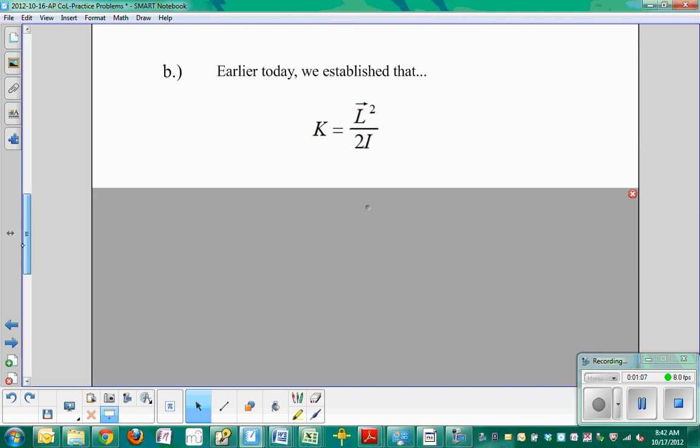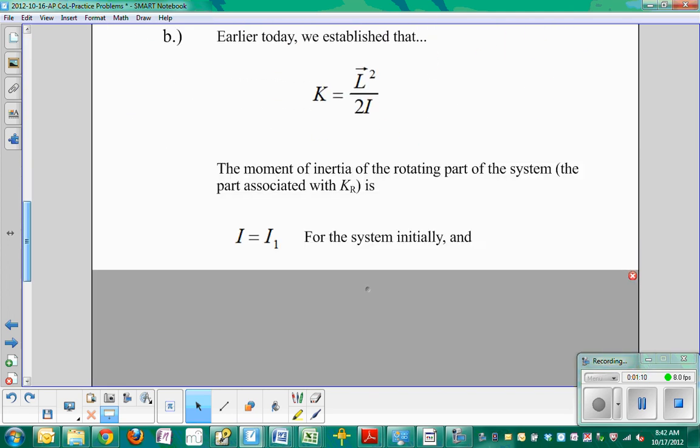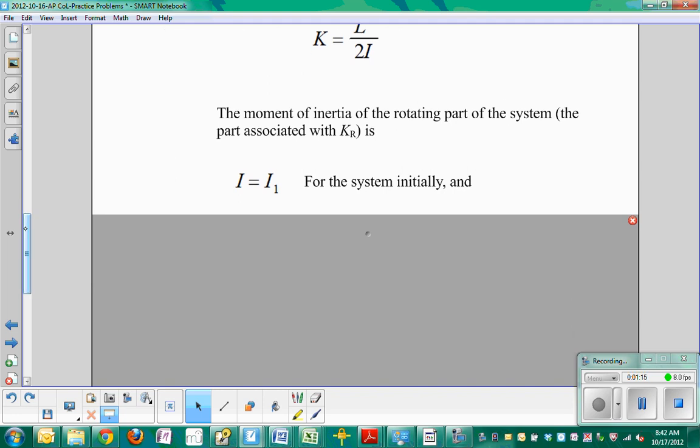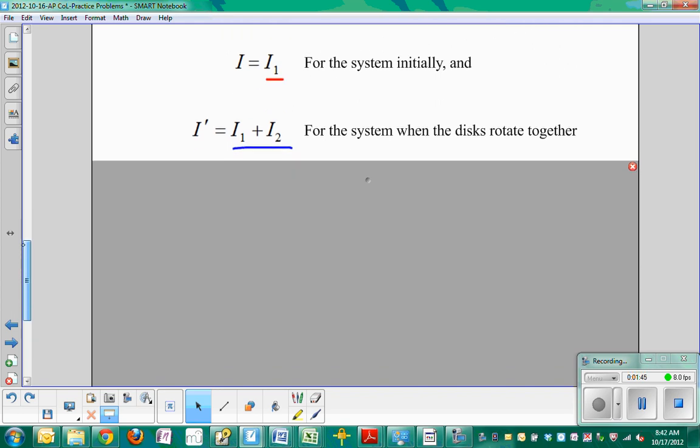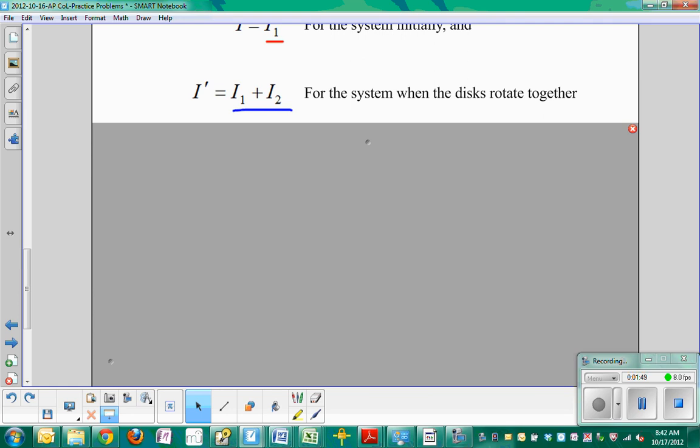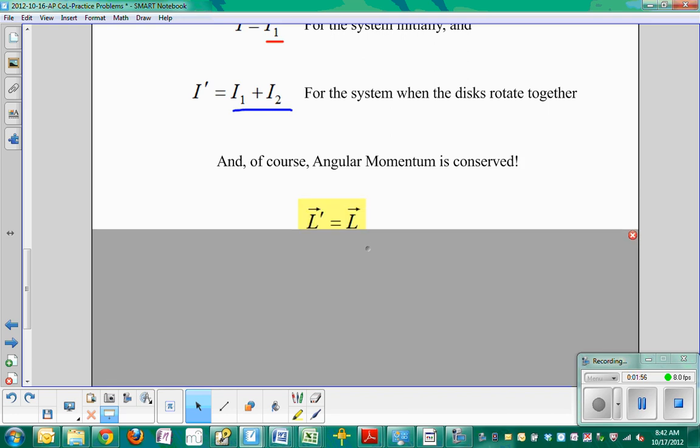Remembering that, all we have to do now is say that the moment of inertia of the rotating system to begin with is just the moment of inertia of disk 1, the bottom disk. Then when they're rotating together, the moment of inertia is that associated with the two that are rotating. That's an important part of understanding this problem when we're talking about the kinetic energy. Only this one is rotating initially, so that's the only part associated with kinetic energy, and afterward they're both rotating together. So we're going to use the sum of the two inertias of the two disks together as the moment of inertia of the system when we calculate the kinetic energy. Of course, angular momentum is conserved.